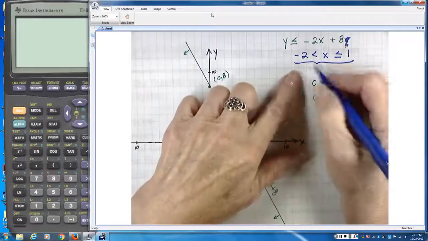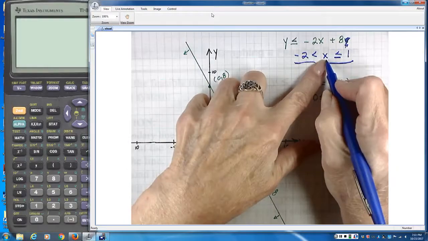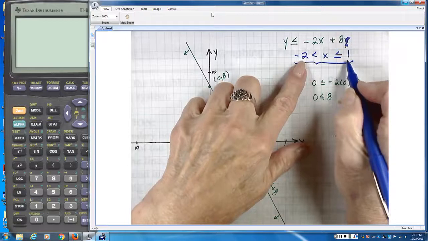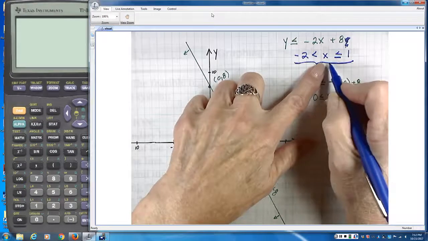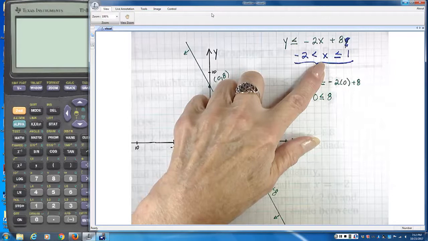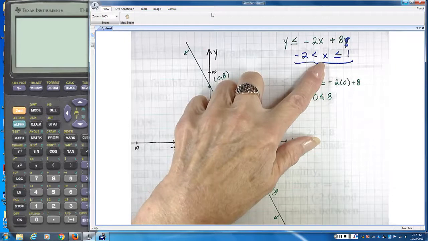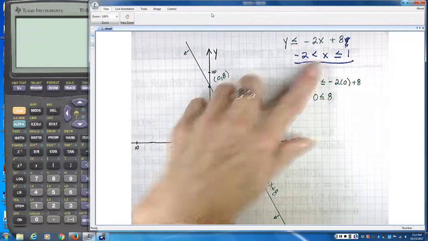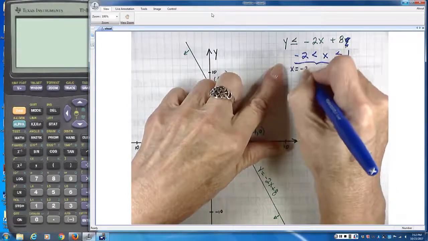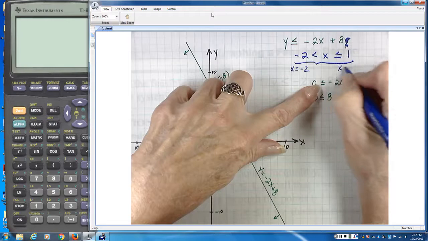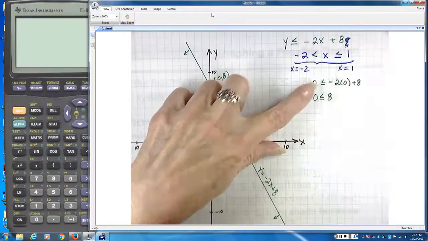The first thing you're going to have to look at is, where is x as far as these two numbers? What's the word that it is? It's in between those two numbers, okay? It's between those two numbers. So I need an x equals line at negative 2, and I need an x equals line at 1.